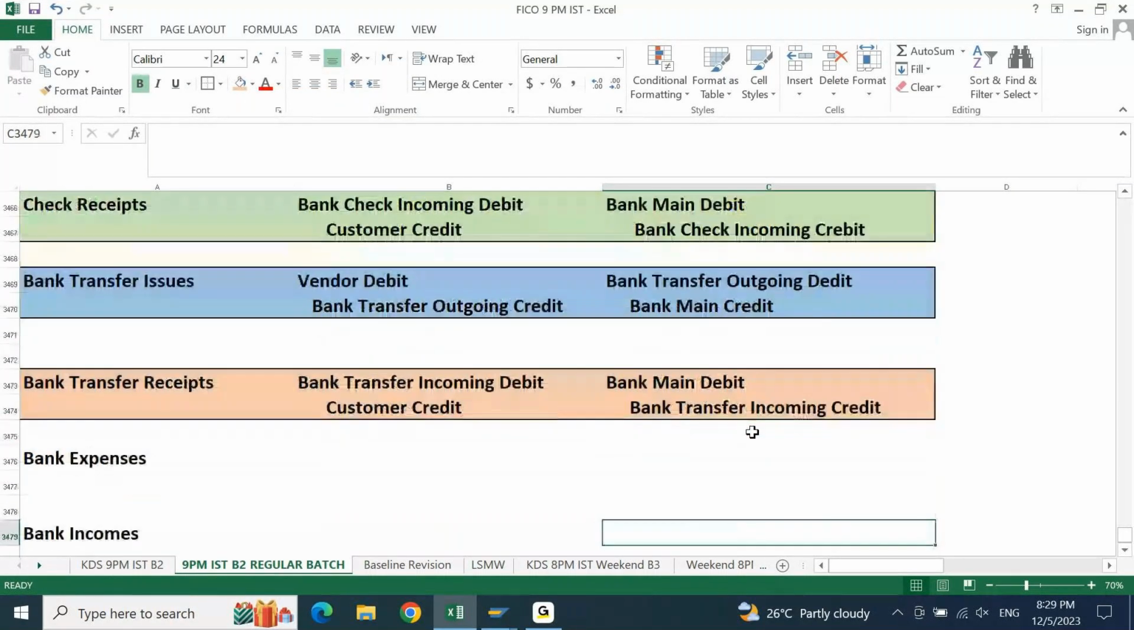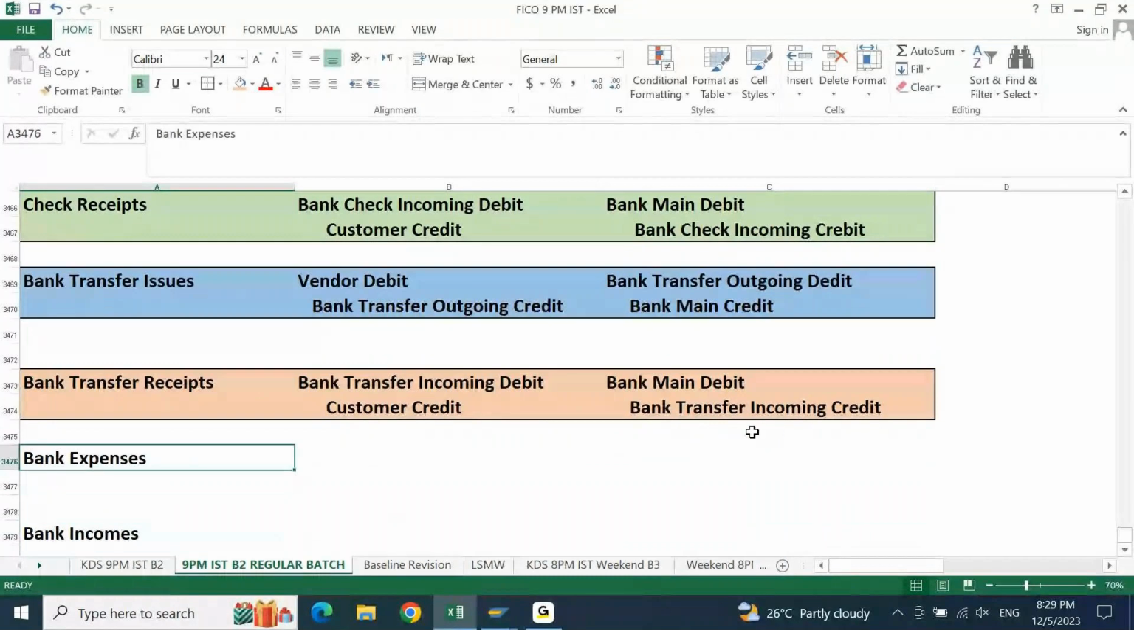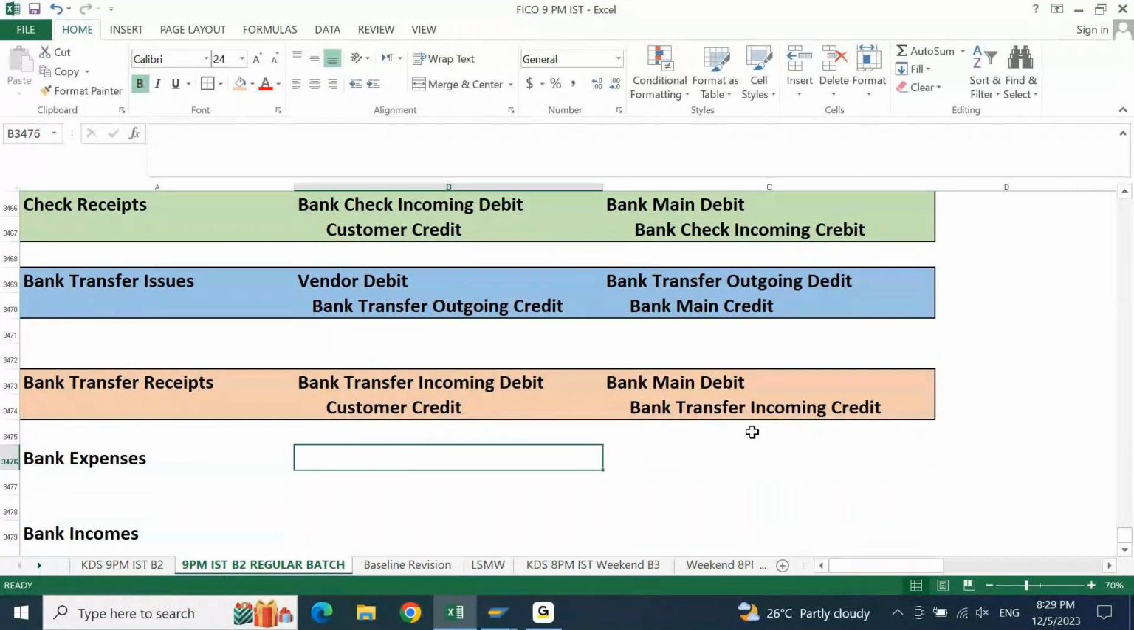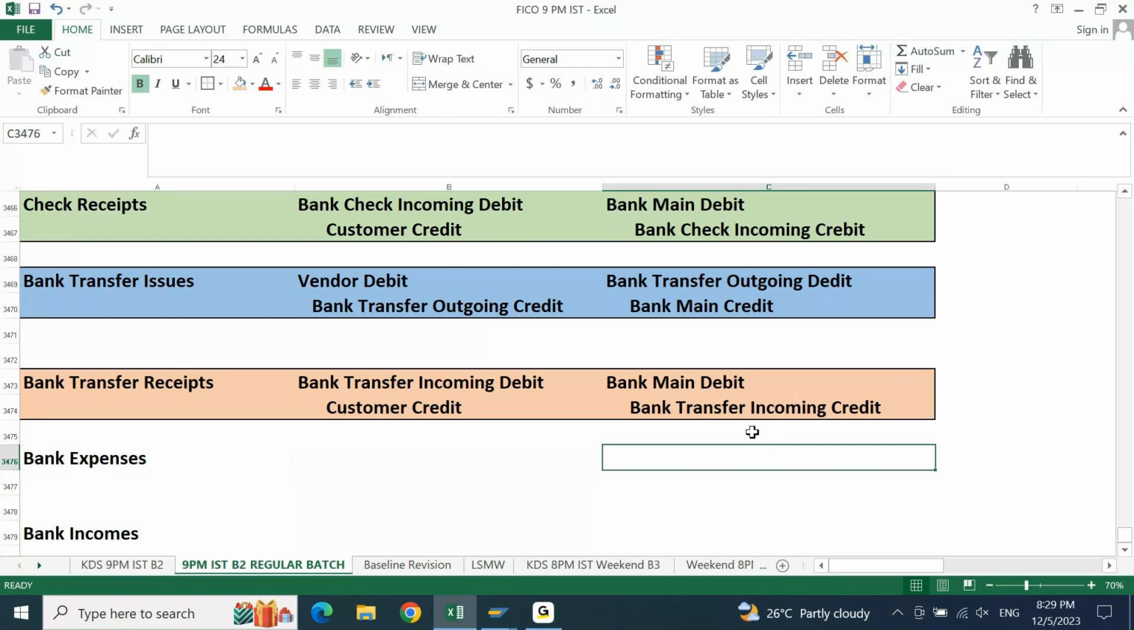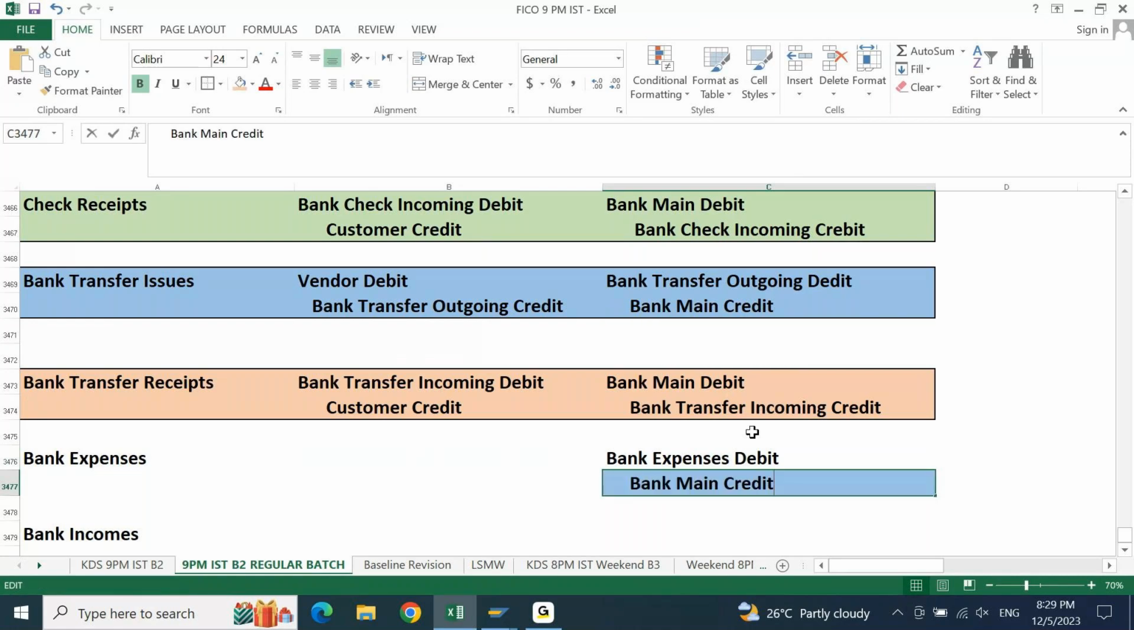After this, there is something called bank expenses. For bank expenses, there is no original entry because bank expenses are accounted only during the bank statement. So this is your bank statement entry. Any expense is debit by default. So I am going to write bank expenses debit, and the bank main account will be on the credit side. So I'll put bank main account on the credit side.